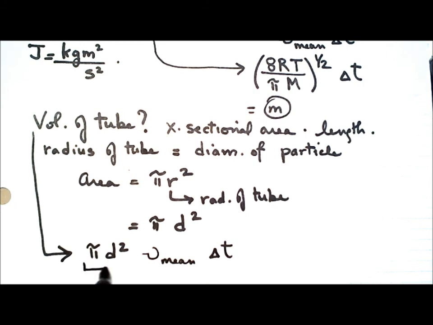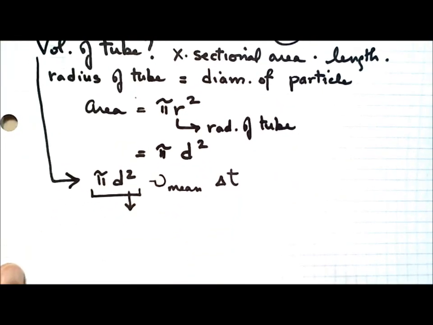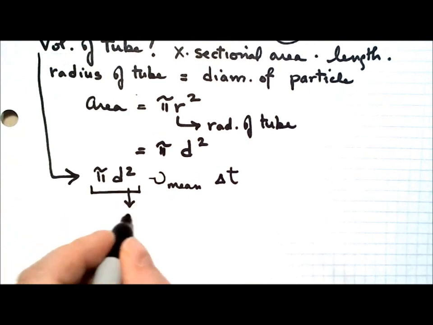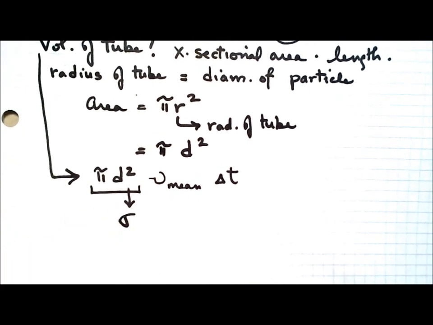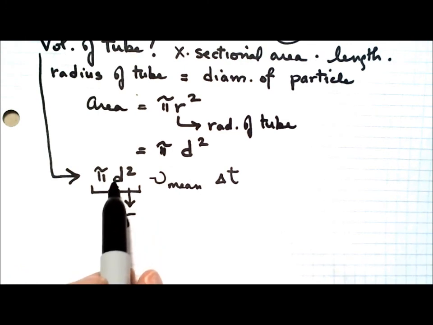And sometimes this is given for a particle, right? Because it's just a property of a particle. And pi d squared is sometimes known and given as sigma. And sigma is the cross-sectional collision area. So sigma might be given for the particle, or the diameter of the particle might be given.